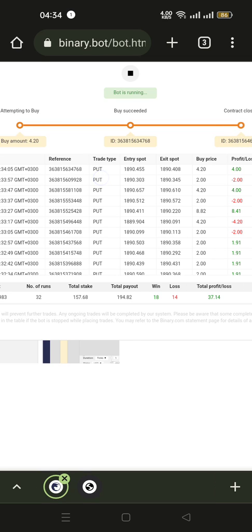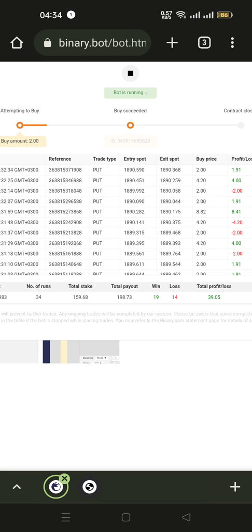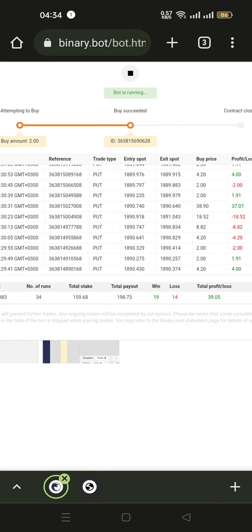You can see we have put here, but it's still the same bot. That's something you need to note. It's still the same bot and being used for different strategies. Now, let's look at the number of wins against losses and consecutive losses when I started this bot.